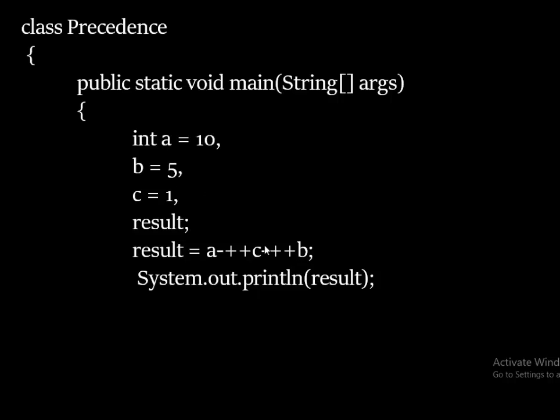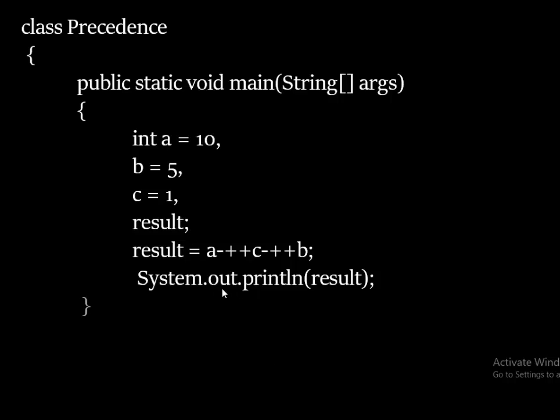The b value is 5. When this expression is evaluated, the compiler is going to put parentheses around here and here also. The increment operator has higher priority than the subtraction. So the c value 1 will become 2, and the b value 5 will become 6. Here the a value is 10. So 10 minus 2 is 8. Then 8 minus 6 is 2. So the final value stored in the variable result is 2.